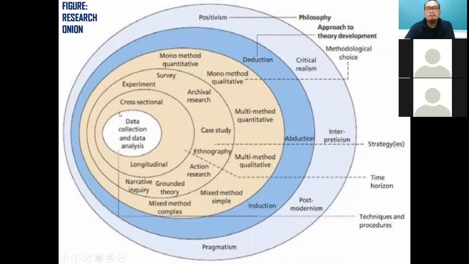Techniques and procedures. Okay, then after you've done your philosophy, approach, methodological choice, strategy, and time horizon, we discuss your questionnaire, your interview questions, your checklist based on the observation, how you strategize when you collect data, and how you want to do the analysis. You only discuss this after you have covered philosophy, approach, methodological choice, strategy, and time horizon.